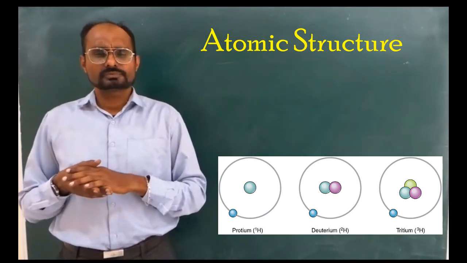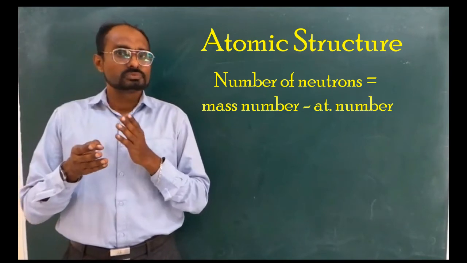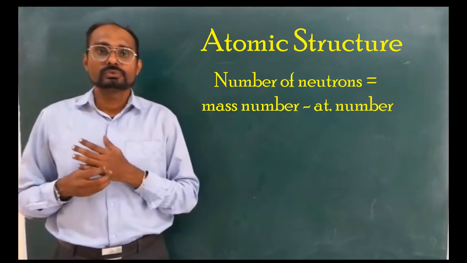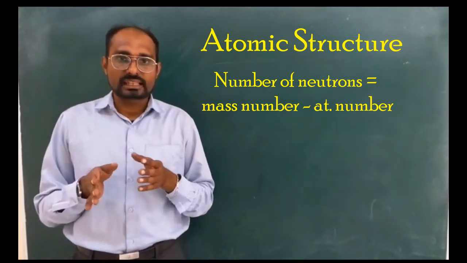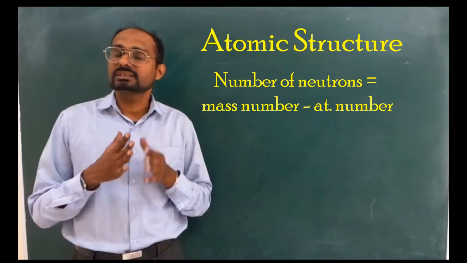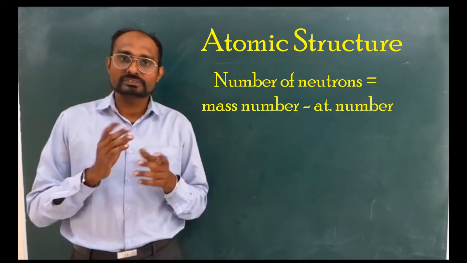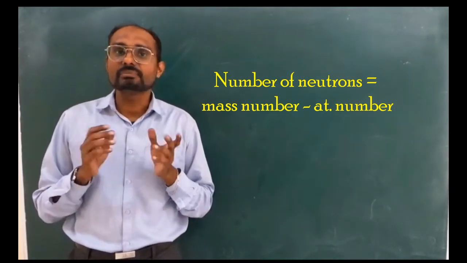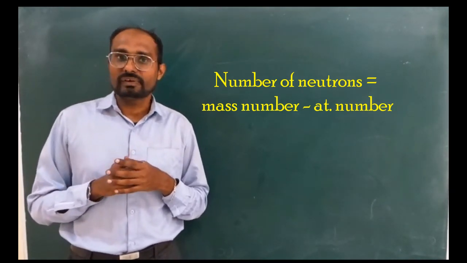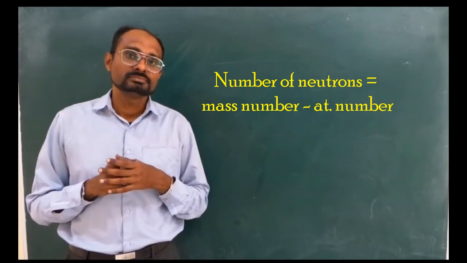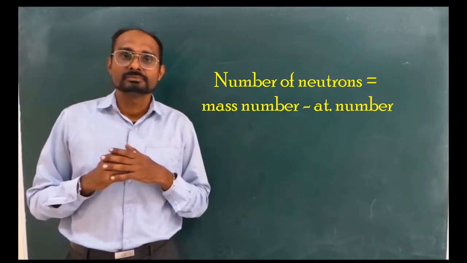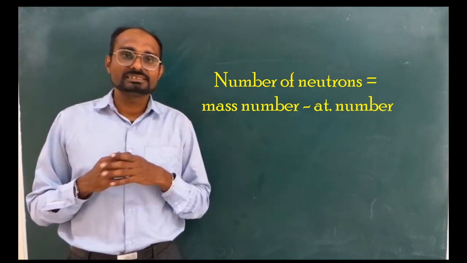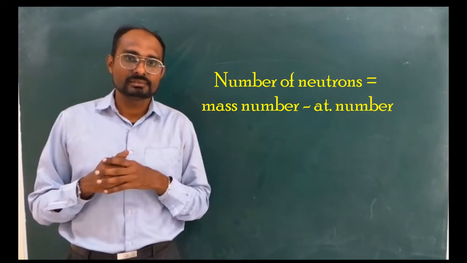Now coming to the calculation of the number of neutrons. We already know that protons, neutrons and electrons are present in the atom, and the mass of the atom is completely because of protons and neutrons. Now if you are given, say, the atomic number and mass number, can you identify the number of neutrons? There is a procedure for that. If I take lithium, lithium's atomic number is 3 and mass number is 7.